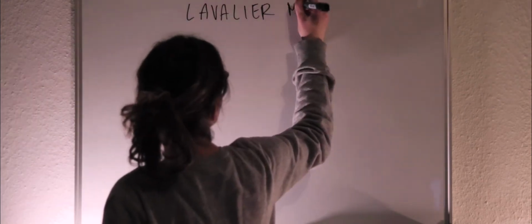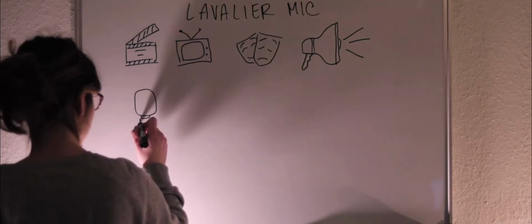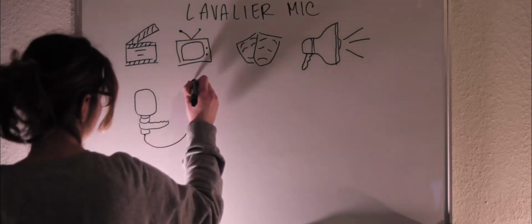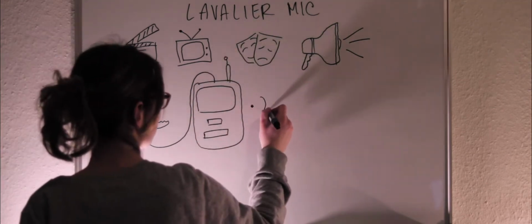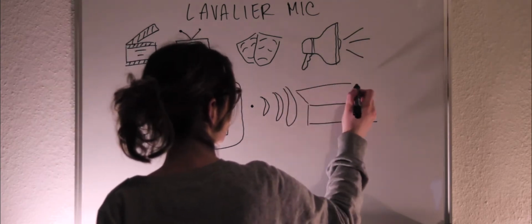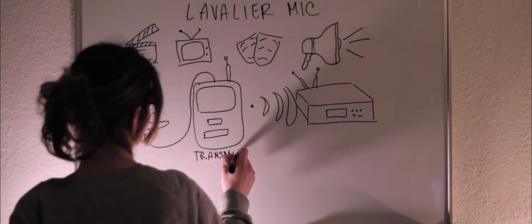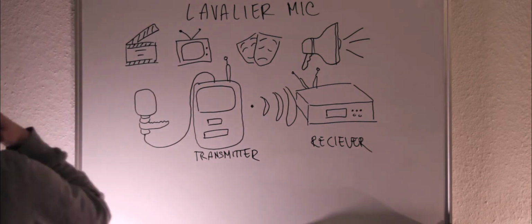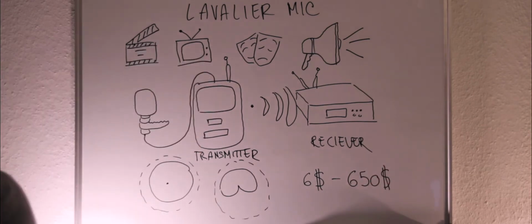The lavalier microphone is used for film, television, theater, and public speaking. It has a transmitter and a receiver. The transmitter converts the audio signal it receives from the microphone into a signal that can be picked up by the receiver. It is transmitted wirelessly. The receiver receives the transmitted data and converts them back into the audio signal.